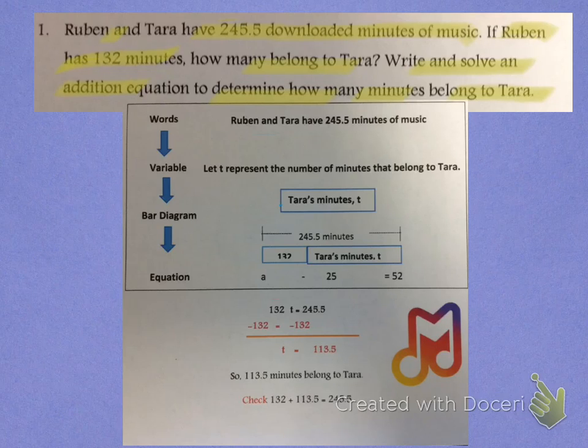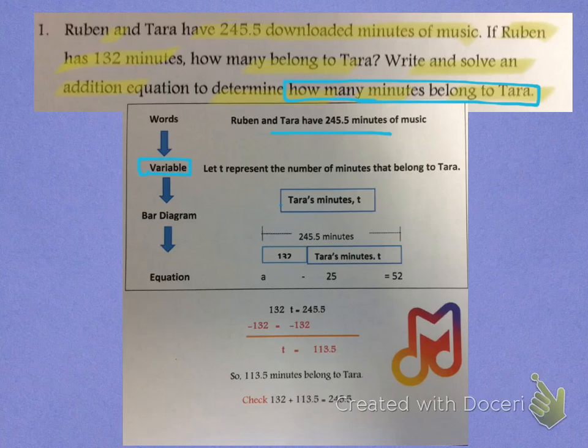Okay, so words. We pull out the most important information. Here our most important information is that Ruben and Tara have 245 minutes of music. That's what they have together. We need to figure out Tara's minutes. That's our unknown. How many minutes belong to Tara? So our unknown is going to be represented by T. Our variable is going to be: let T represent the number of minutes that belong to Tara.